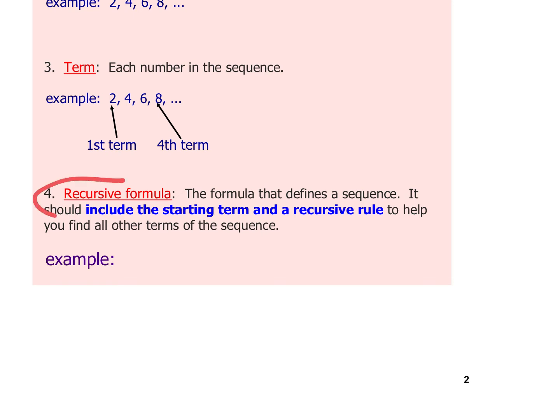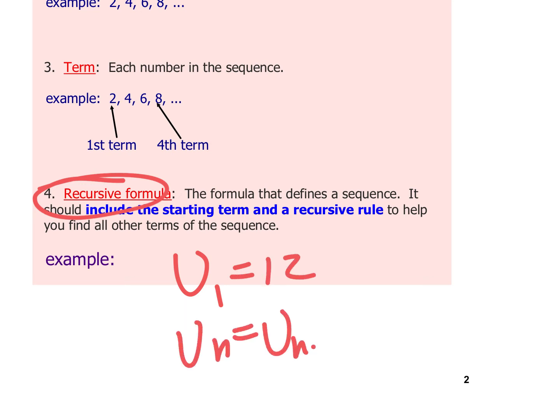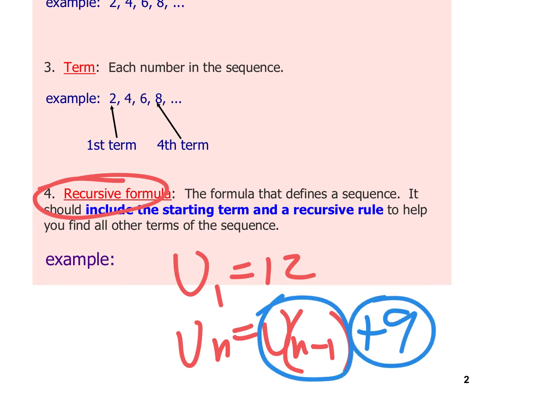All right, a recursive formula is the formula that defines the sequence. That's that thing like this. U sub 1 equals 12. U sub n equals u sub n minus 1, put it in parentheses or not, either way is okay, plus 9. That's saying take the term in front of it and add 9. I feel like you got this.